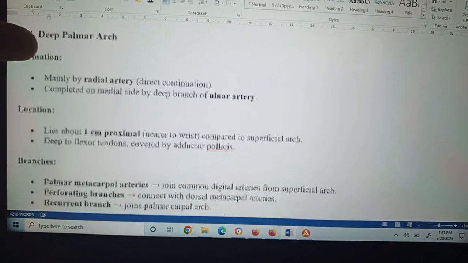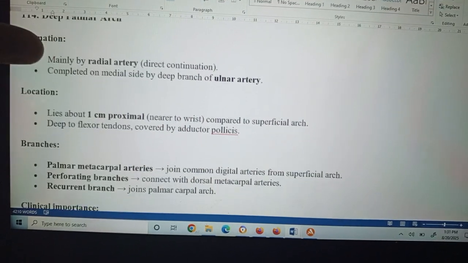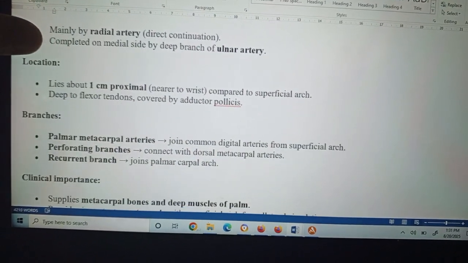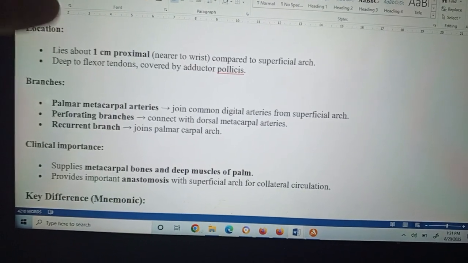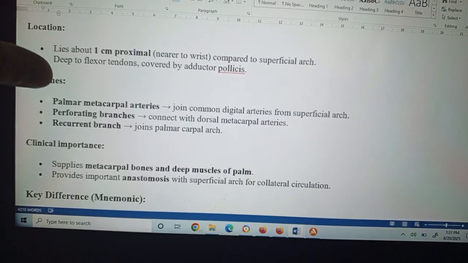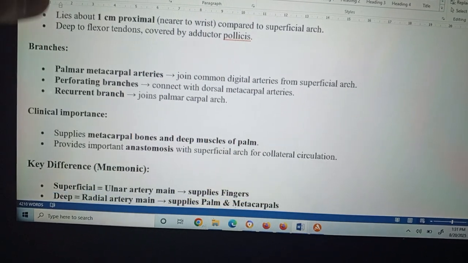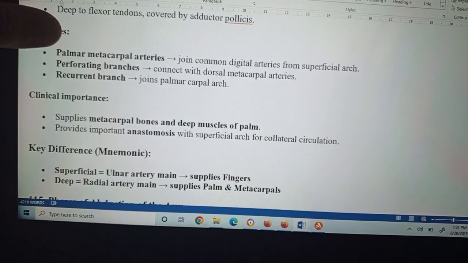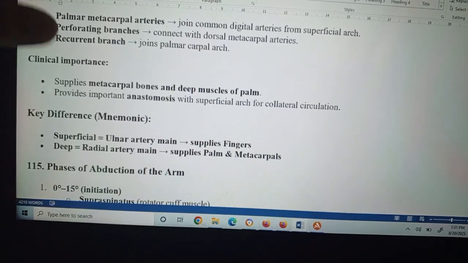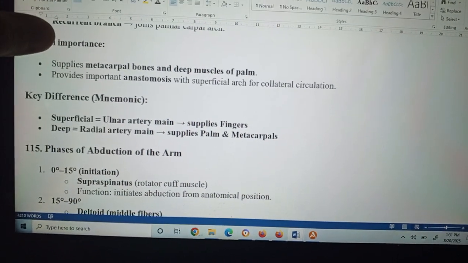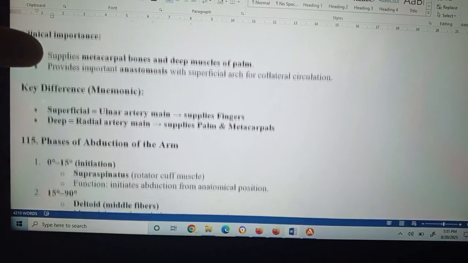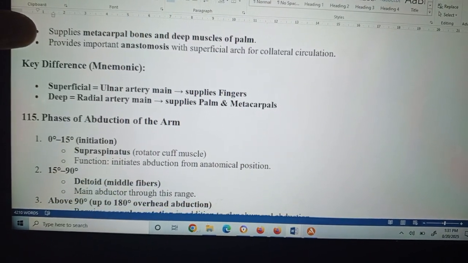Deep palmar arch is formed mainly by the radial artery, and completed on the medial side by the deep branch of the ulnar artery. Its location lies about 1 centimeter proximal, nearer to the wrist, compared to the superficial palmar arch. Branches are palmar metacarpal arteries, perforating branches, and recurrent branch. Clinical importance is that it supplies the metacarpal bones and deep muscles of the palm. It provides anastomosis with the superficial palmar arch for collateral circulation.